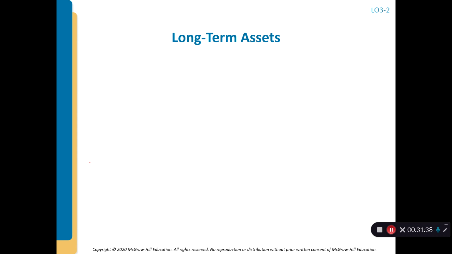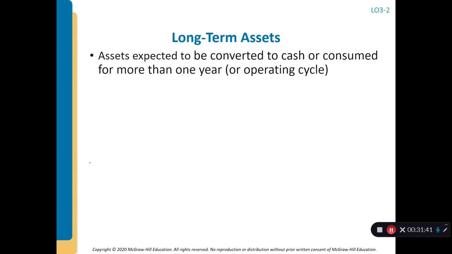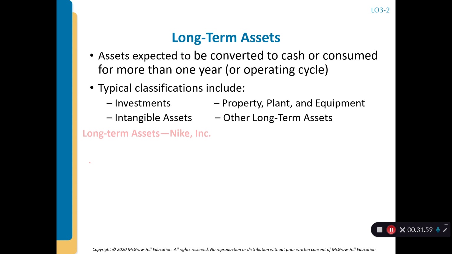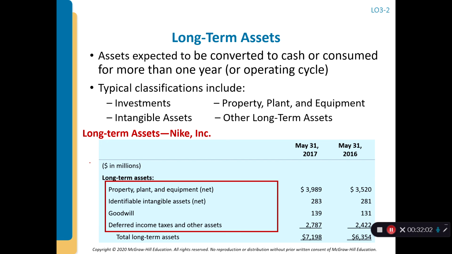Okay, now we're looking at long-term assets. Long-term assets are assets expected to be converted to cash or consumed in more than 1 year or one operating cycle, right? So it's the opposite of short-term assets. The typical classification is, first of all, investments, then PP&E, which is a tangible asset, or intangible assets, and we call it other long-term assets, right?